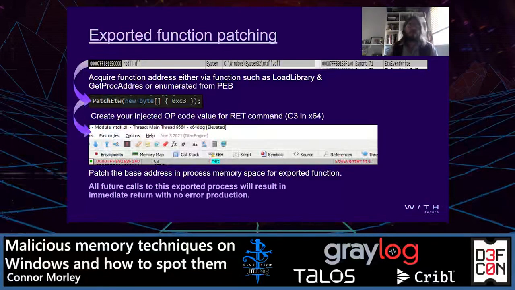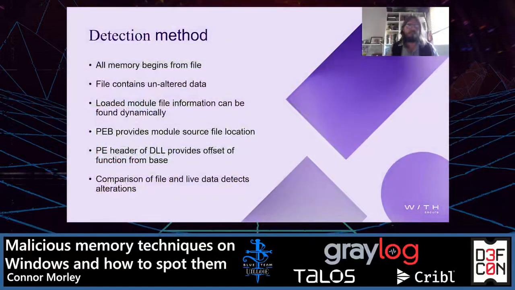So now we know how this is implemented, how do we detect it? Detection methods are all to do with having a known good and being able to compare what is within live memory. So the first thing to note is that all volatile memory begins as a file.